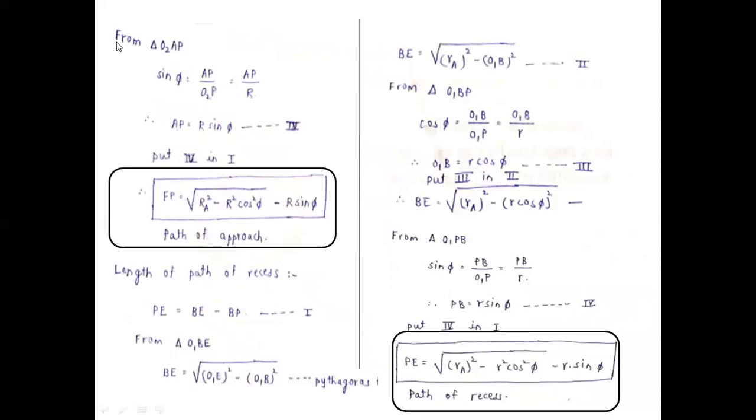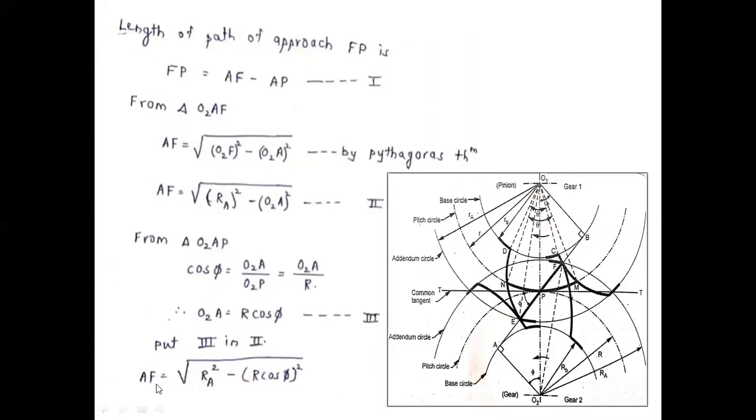Next, from triangle O2AP, this will become our AF. AF in the equation, we are getting that AF. Now we have to find out the value of AP. So for finding out the value of AP, again we are considering the same triangle, O2AP here.